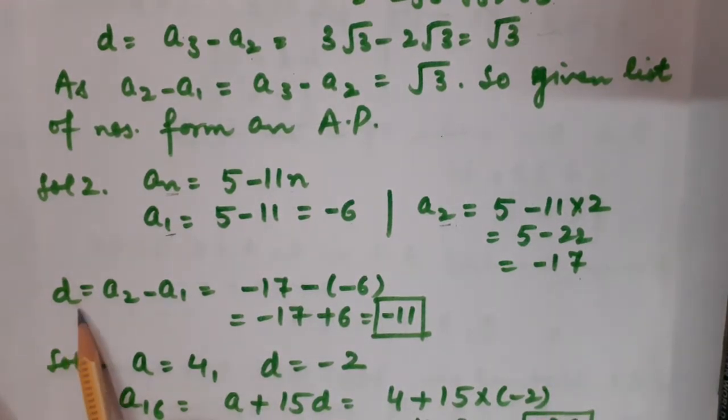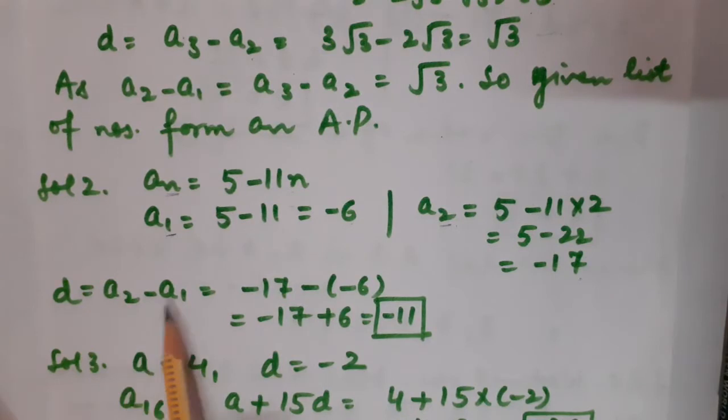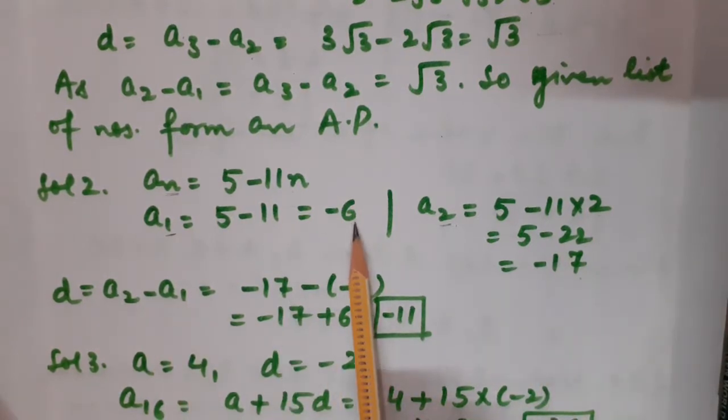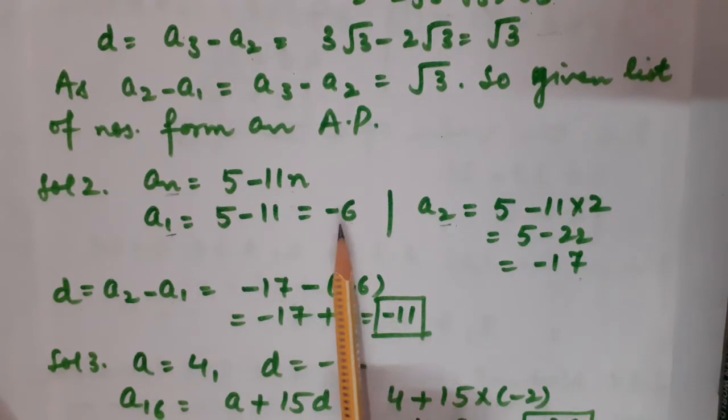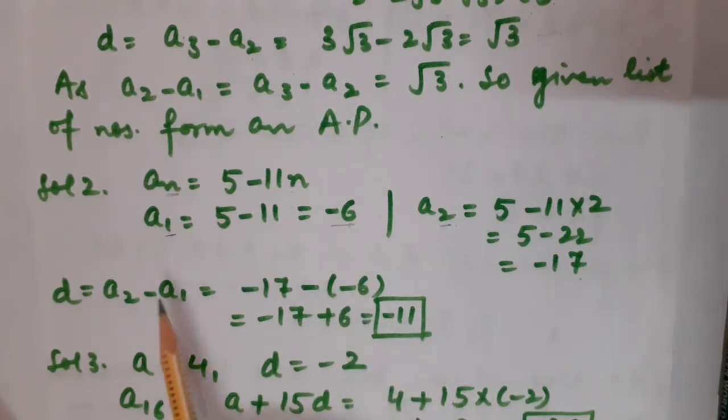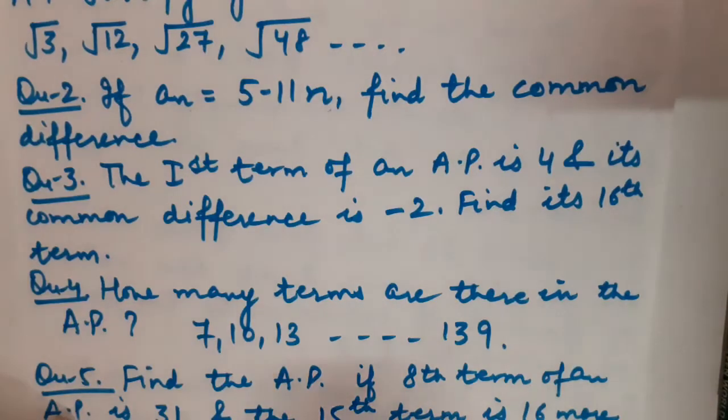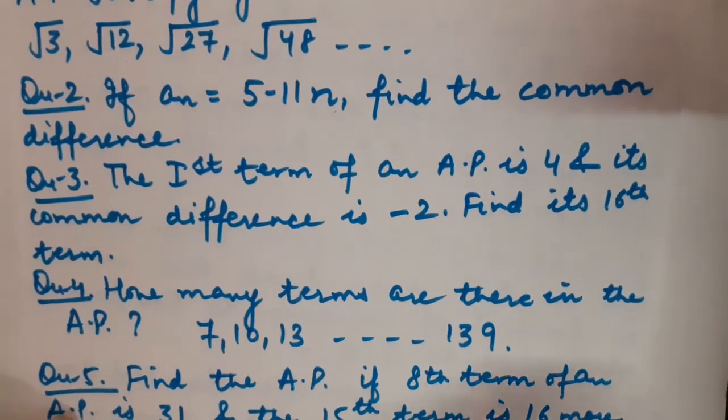Fine. Now you know that the common difference is nothing but the difference between the succeeding and the preceding term of AP. So it will be A2 minus A1. That is minus 17 minus of minus 6. Because 1 is minus 6 here and 1 this minus sign is there in the formula. So the answer will be minus 17 plus 6, that is minus 11. So minus 11 will be the common difference. Got it?